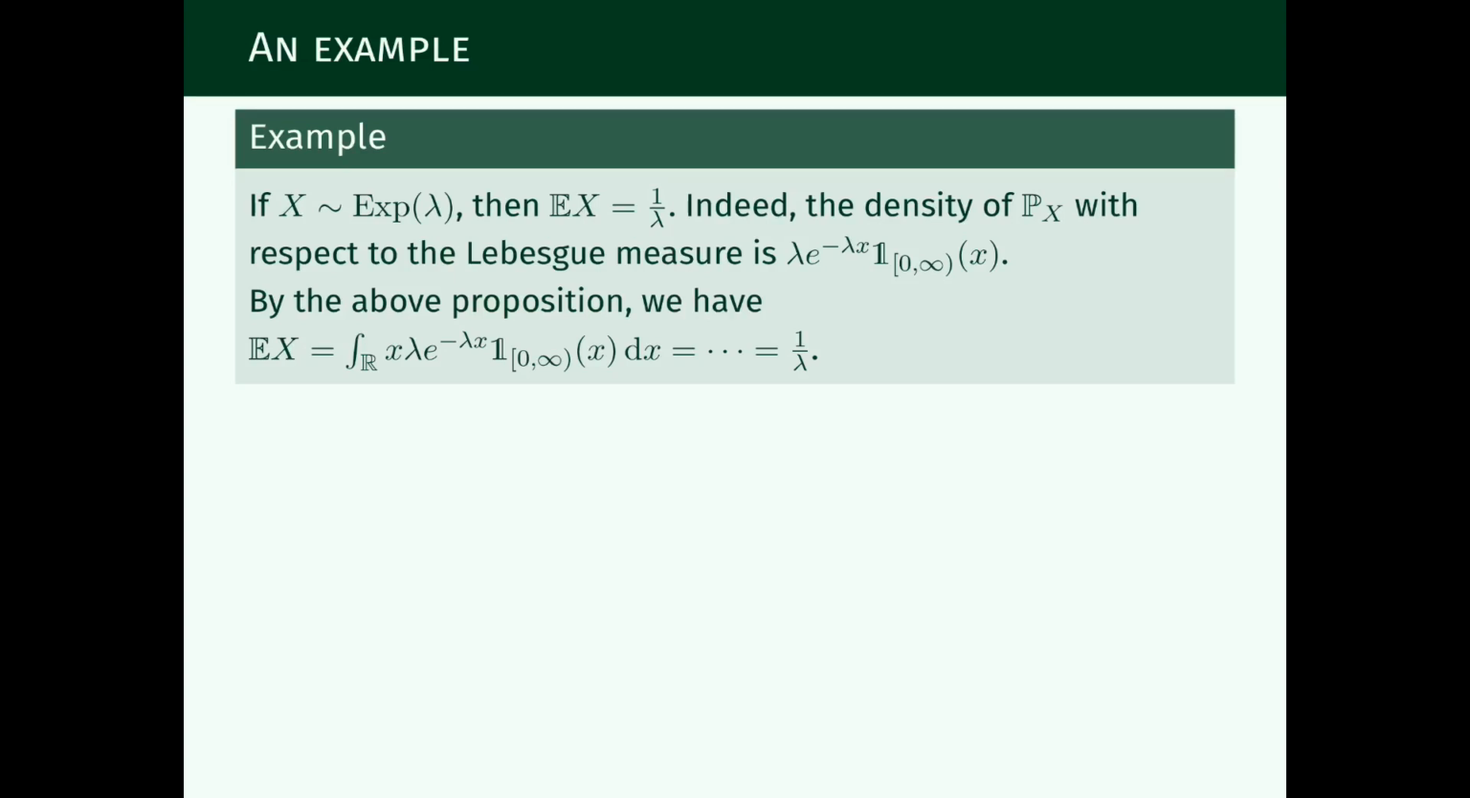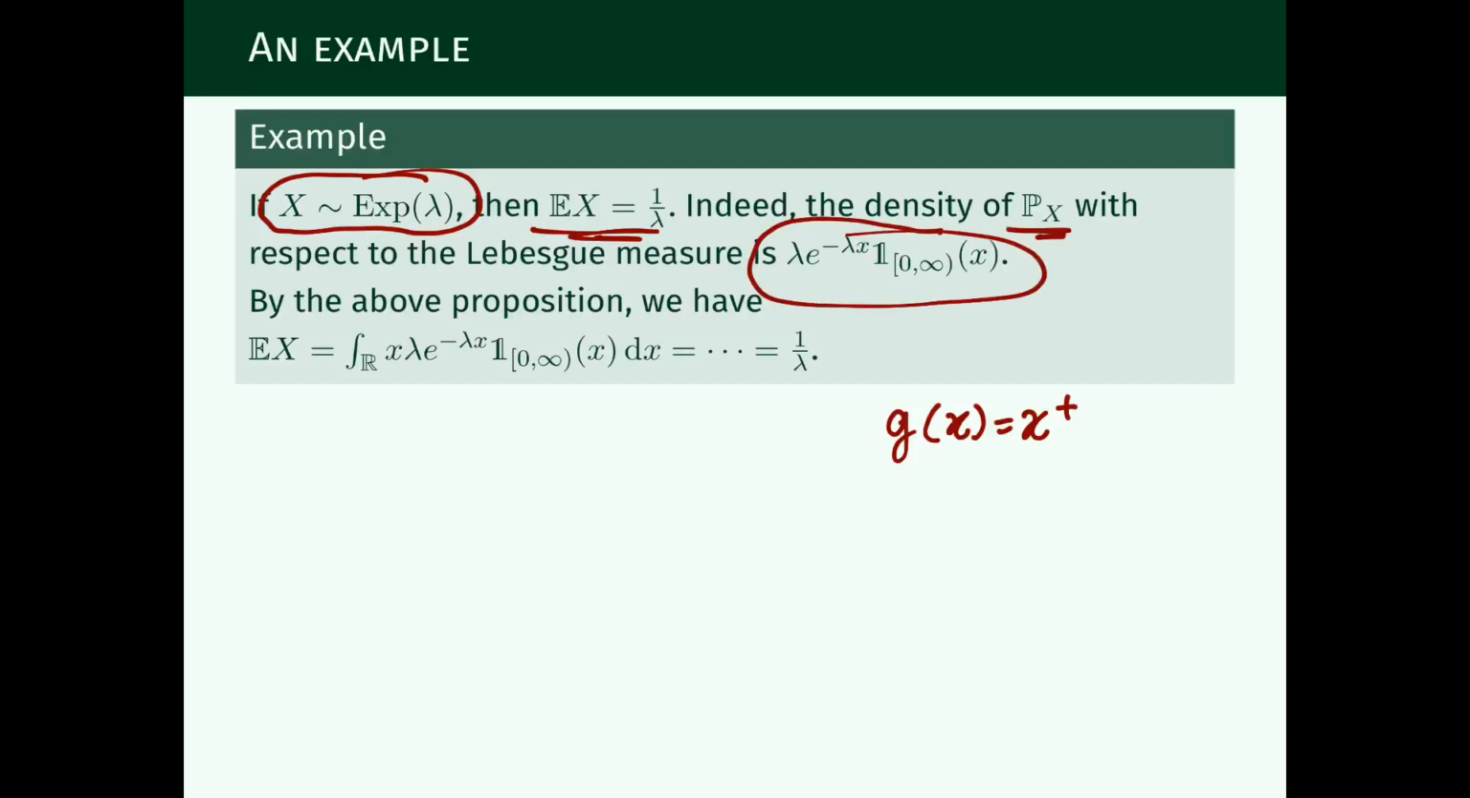Here's an example of how we use that proposition, and we are using here the function g of x equals x plus. And so we take a random variable X that has an exponential distribution with a certain parameter lambda. We're going to see that the expectation of that random variable is 1 over lambda. And how do we do that? Well, we know what the density of p_X is. We have seen that already. This is the density of the distribution of X with respect to Lebesgue measure.